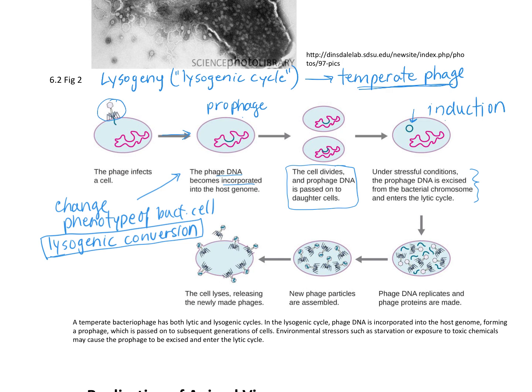So if induction does happen, then the virion will enter into the lytic cycle, where it's going to degrade the host chromosome. It's going to make its own proteins, its own parts. Those will assemble into new virions, and then we'll get lysis releasing new bacteriophage.